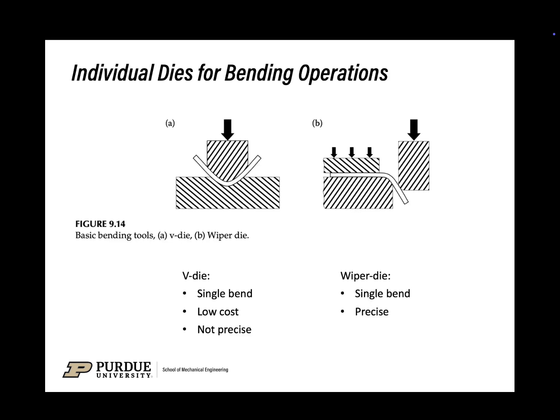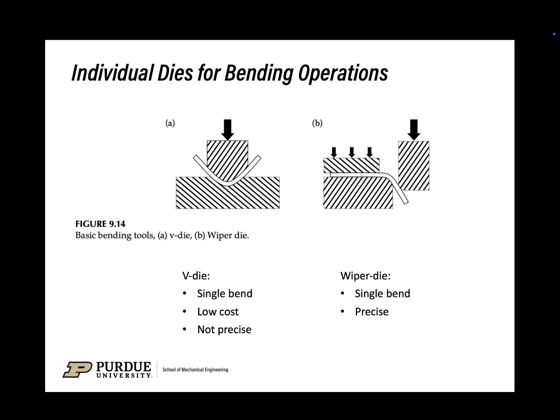Next, I would like to talk about individual dies for bending operations. There are basically 4 types of die, and the first one is the V die. It can perform a single bend, and it is low cost. However, you cannot determine the precise position of the sheet metal. Therefore, it is not really precise.